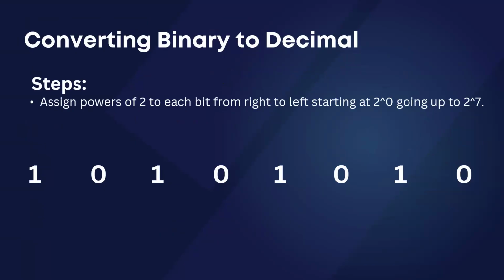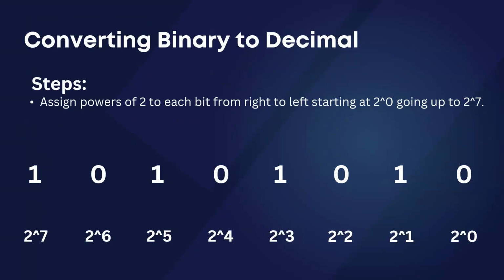You start from 2 power 0 and go all the way up to 2 power 7 from right to left. If you ask me why only 2 power, it's because it's a binary number, so there are only two possibilities.